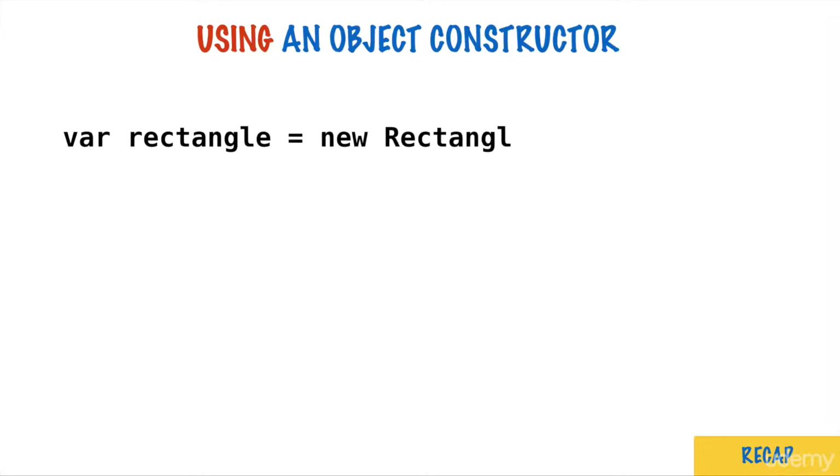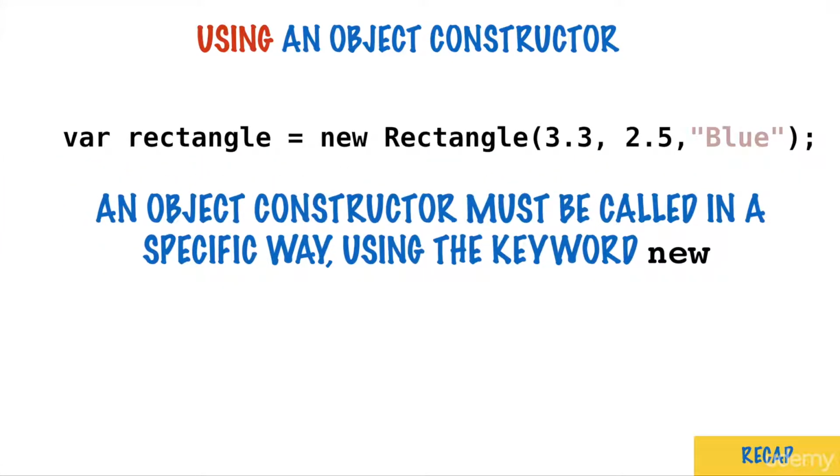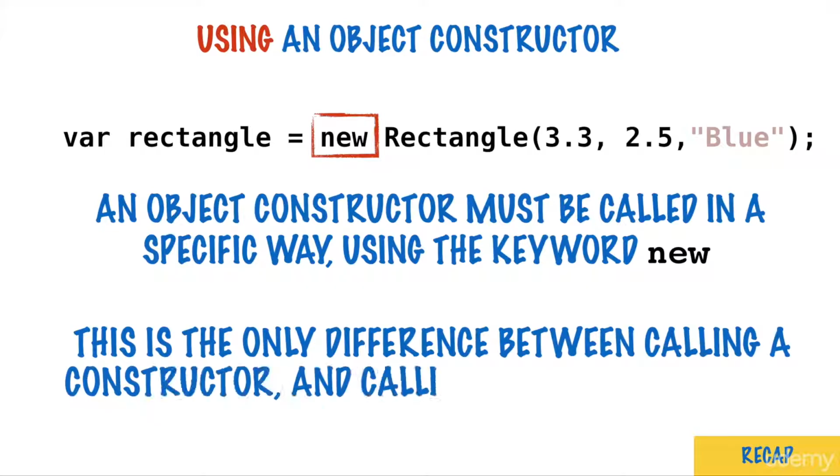Using an object constructor involves using the keyword new along with the function call, which is a call to the object constructor. So if you want to set up a new rectangle and you have an object constructor called rectangle, you would say new rectangle and pass in the arguments. An object constructor must be called in this specific way using the keyword new. The keyword new is compulsory for rectangle to work as an object constructor, and shortly we are going to talk about what happens if we drop this keyword.